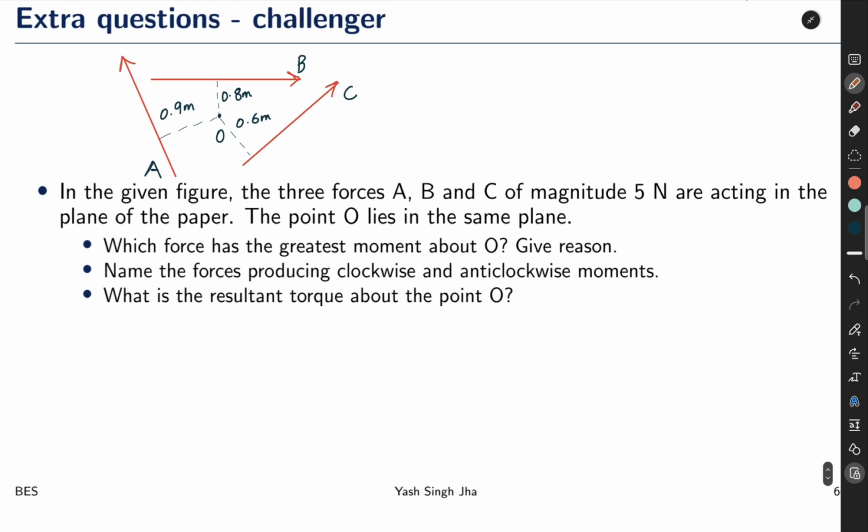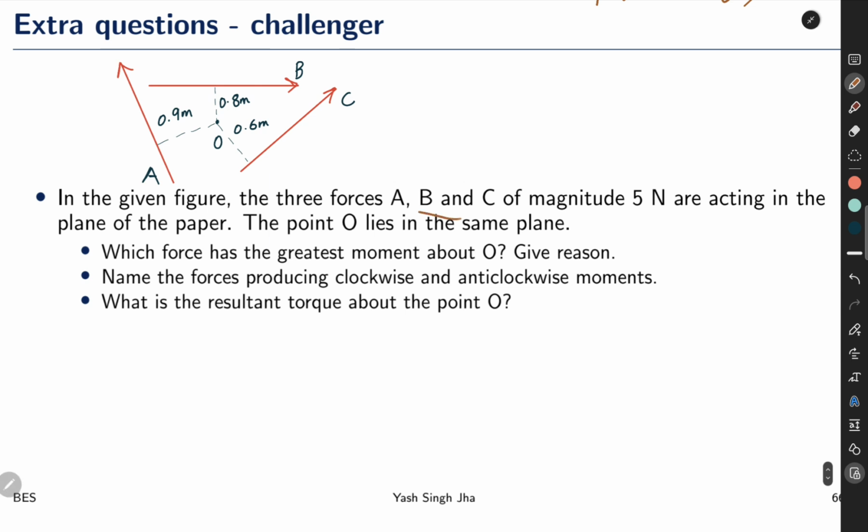In the given figure, there are three forces A, B and C of magnitude 5 Newton. So all three have the same magnitude, 5 Newton each. Point O lies in the same plane. Which force has the greatest moment about O? See, all the forces are the same, so what will determine it? The distance. We know the torque is force into distance. Force is the same, so distance.